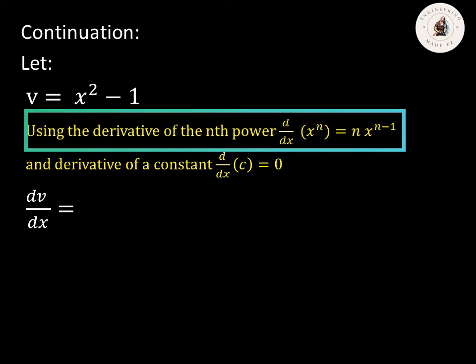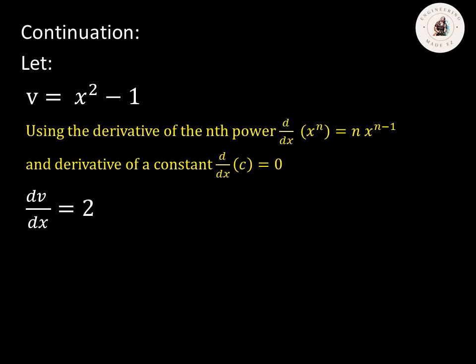Here, our n is 2, so that's why we have 2, then copy our variable x, then raise to the power of n minus 1. So since our n here is 2, that's why we have here 2 minus 1. Then minus, for 1, since it is a constant, that's why we have a 0 here. Then simplifying it, we have the derivative of v with respect to x is equal to 2x.